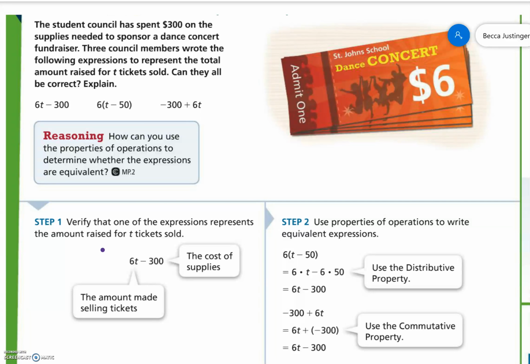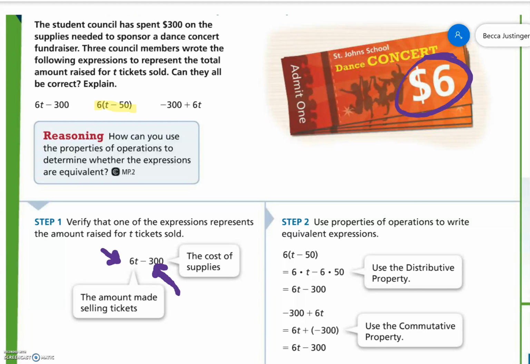So 6T is the amount made selling tickets. That makes sense because each ticket is $6. And then subtracting 300, the cost of supplies. That makes sense because you had to pay for it. Step 2, use properties of operations to write equivalent expressions.